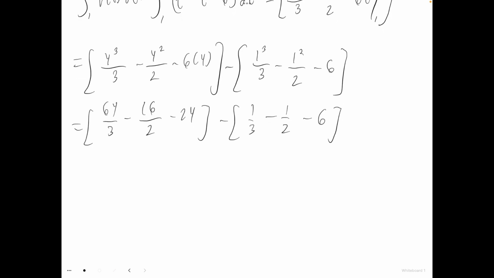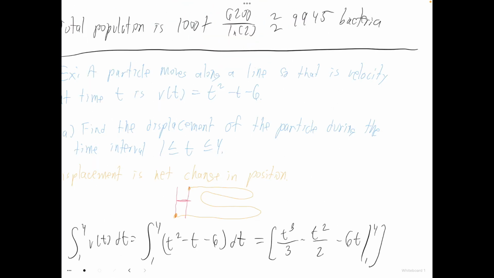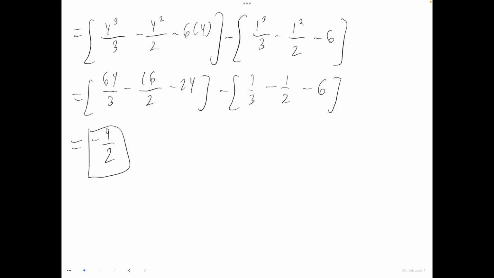Okay, and so we want to simplify this. If you just simplify this overall, you end up getting negative 9/2. I'm just going to skip to the answer. And so if you actually simplify it, you get negative 9/2. And so this is the displacement. I didn't tell us units, but these are all in meters. So our units here would be in meters.